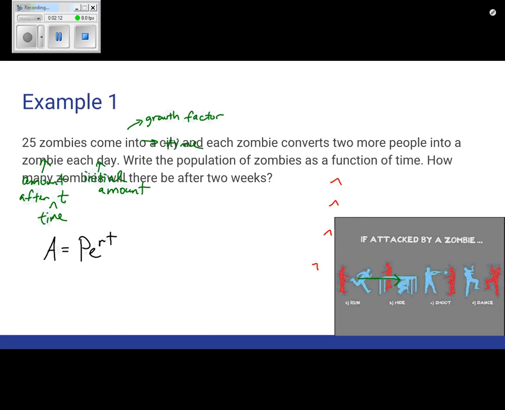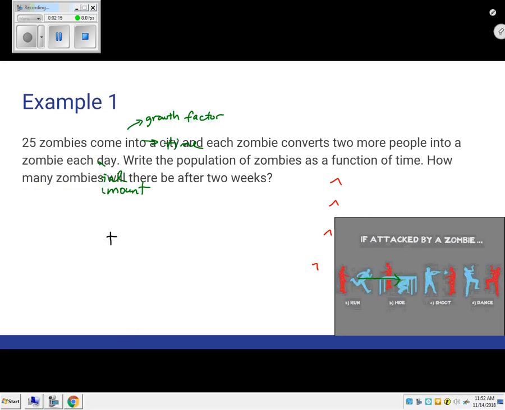So like I said, we're going to do some real world problems here. We're going to start with zombies. That's obviously real world. Okay. So 25 zombies come into a city, and each zombie is going to convert 2 more people into a zombie each day. I don't know how, I'm not really caught up on all my Walking Dead talk. However they convert, I don't know if they bite them or look at them weird or however that works. But they're going to convert them. So I want to write the population of zombies as a function of time. In the second part of this, I want to know how many zombies I'm going to have after 2 weeks.